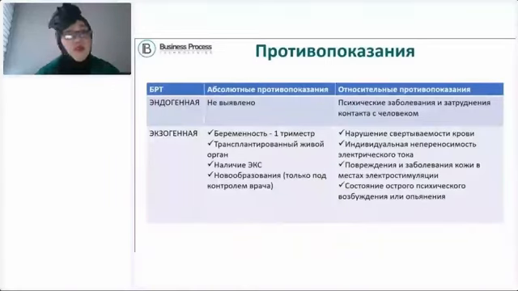There are no contraindications for endogenous exposure, however, relative contraindications are mental illness and difficulty in contact with a person. Exogenous therapy, contraindications: pregnancy, first trimester, transplantation. Why are these two points a contraindication? Because through the use of these technologies, especially some programs, we get an increase in immunity. This can provoke a miscarriage and rejection of a living organ in a person who has been transplanted to him.